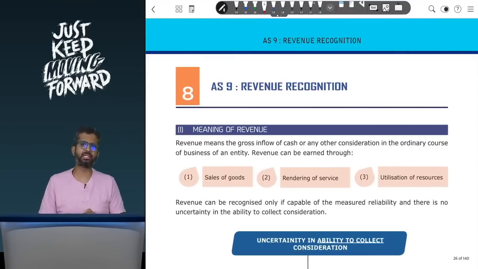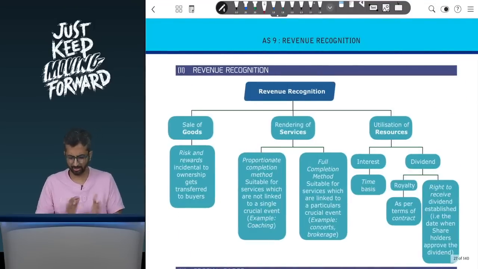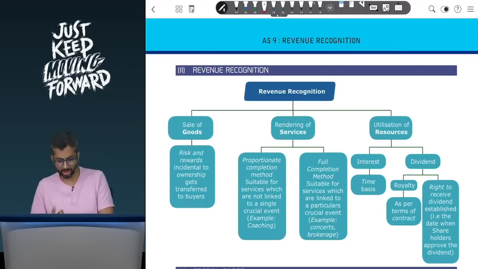Next you have AS9. This is the general standard on revenue recognition, where you will recognize revenue on sale of goods or rendering of services or certain utilization of resources. So when should you recognize revenue on sale of goods? When the risk and rewards incidental to ownership of the goods are actually transferred.